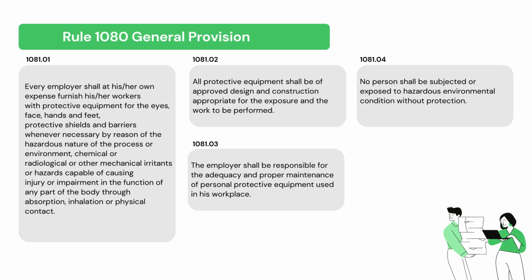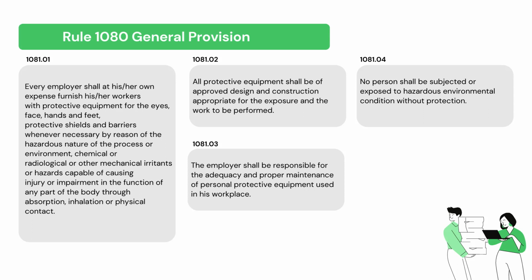Rule 1080, General Provision. 1080.01: Every employer shall at his or her own expense furnish his or her workers with protective equipment for the eyes, face, hands, and feet, protective shields and barriers, whenever necessary by reasons of the hazardous nature of the process or environment, chemicals or radiological or other mechanical irritants or hazards capable of causing injury or impairment in the function of any part of the body through absorption, inhalation, or physical contact.